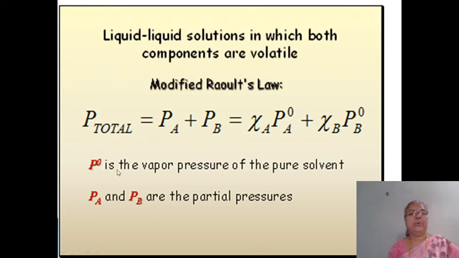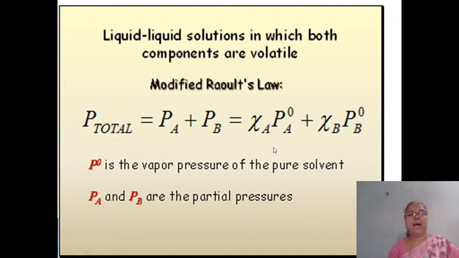Here P0 is the vapor pressure of the pure solvent. Here this P0 denotes the vapor pressure of constituent A. So we have put A here, and this is the vapor pressure of pure B. Therefore we have written B here. And this PA and PB are the partial vapor pressures.